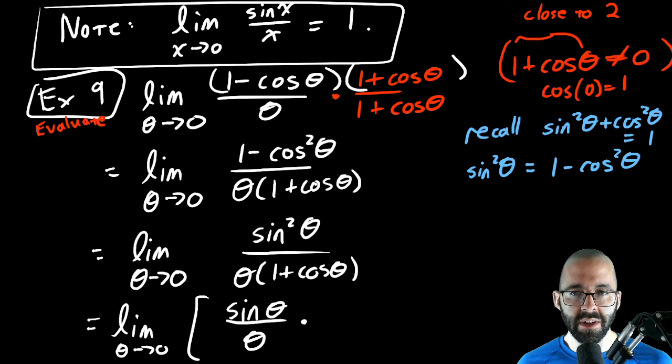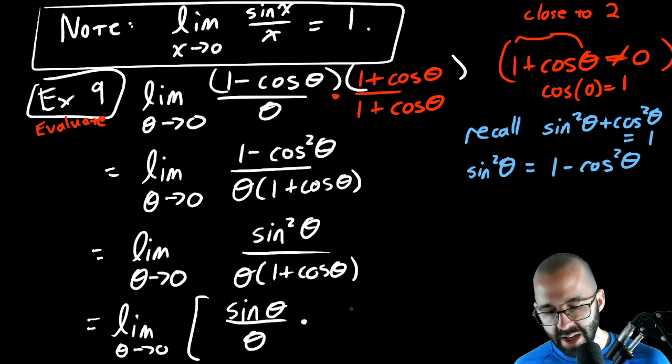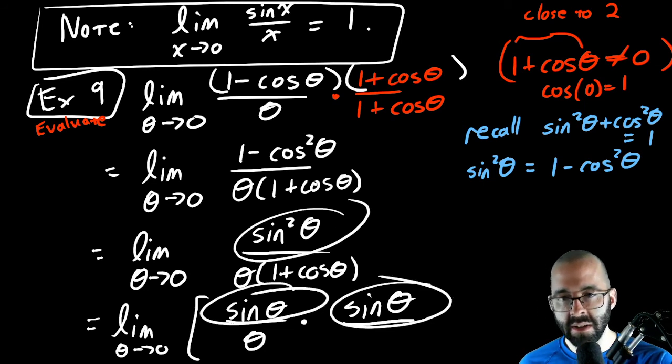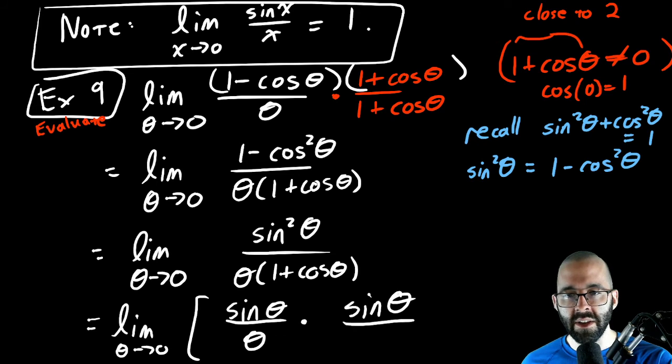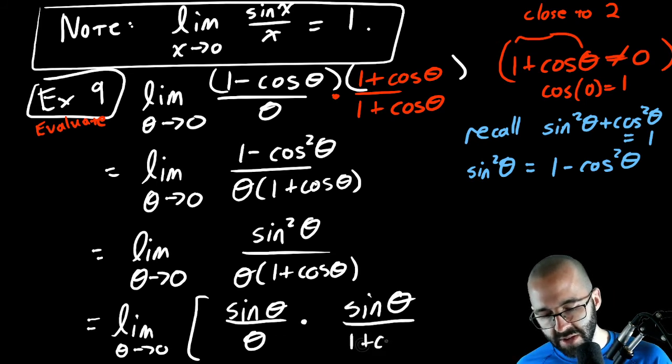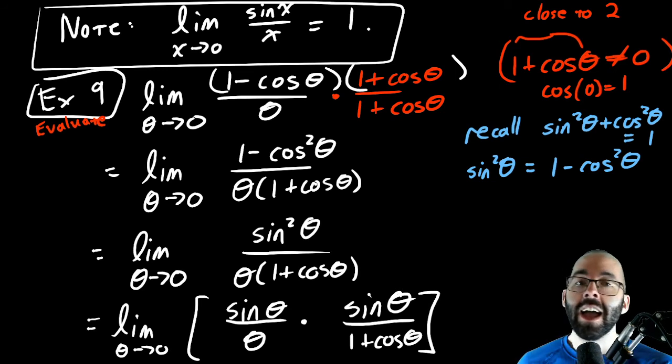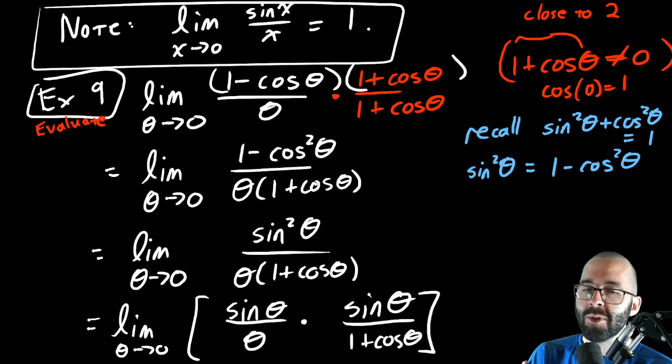What's the leftovers if we're going to write it like this? Well, we took out one sine of theta, so there's still going to be a sine of theta left. Sine times sine is sine squared. And on the denominator, we're left with a 1 plus cosine of theta. And we can split up these two limits as long as they both exist. Remember our limit laws.